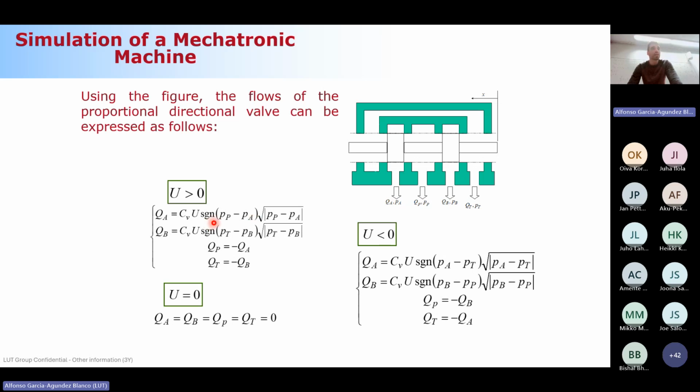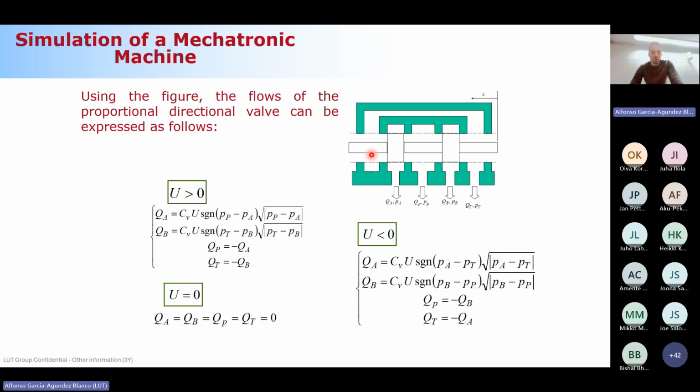It's just a 1 or a -1, taking into account the sense of the flow, okay? So this would just be a 1 or -1, and now the square root with the absolute value. Since I'm connecting port P with port A, because I'm moving this to the left, it is the absolute value of PP minus PA. Clear? Perfect.